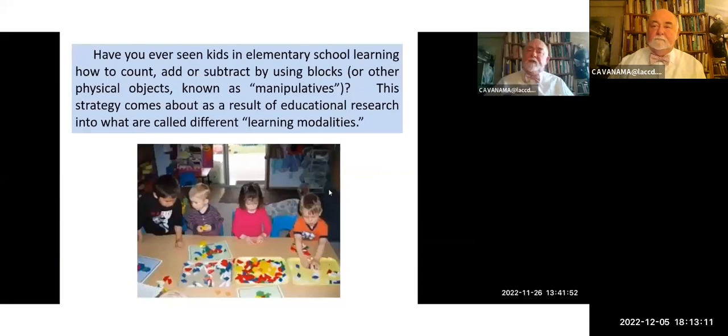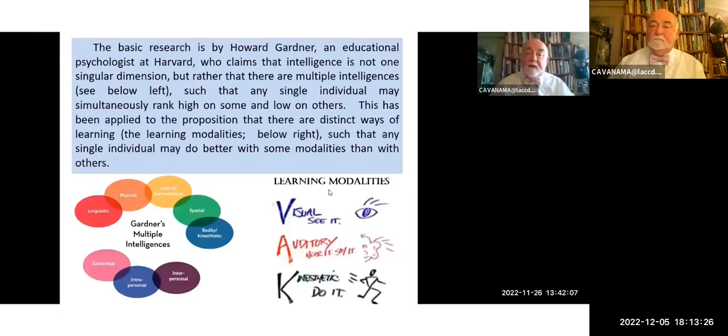Have you ever seen kids in elementary school learning how to count or add or subtract using blocks or other physical objects? They call these manipulatives. Well, the strategy comes about as a result of educational research going back into the late 60s into what's called different learning modalities, Howard Gardner and so forth at Harvard, and multiple intelligences and so forth. So, somebody may have a visual modality. They do best when they see things on the chalkboard, etc.